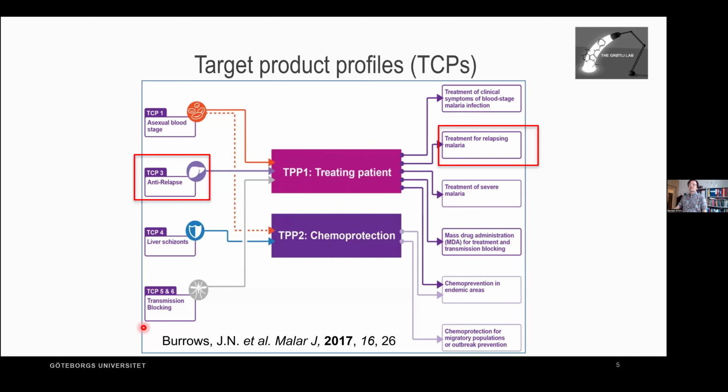If you look at these slides, this is a description of what sort of properties drugs should have in order to treat different stages of malaria. And I put a red box on the one that is relevant for this story. You see it's called anti-relapse. And this is just what I explained on the previous slide. When you have this dormant stage of the P. vivax, it can decide that it wants to go out to the liver stage again and start to replicate, and we get a relapse. So this TCP3 is a description of the ideal drug for treating this kind of malaria and preventing relapse.